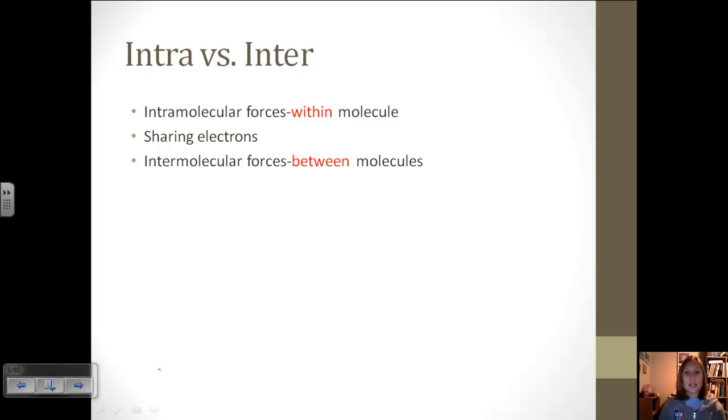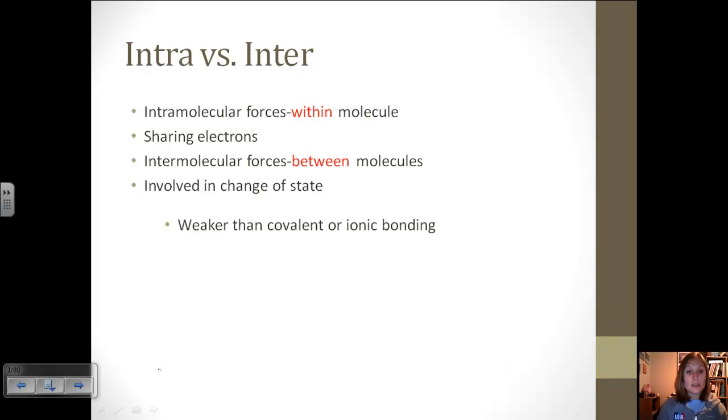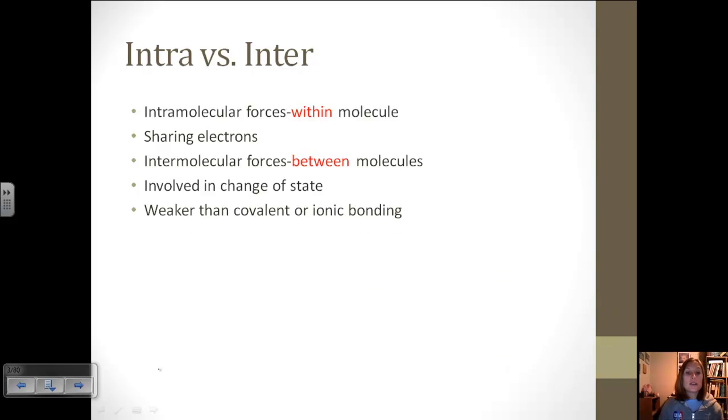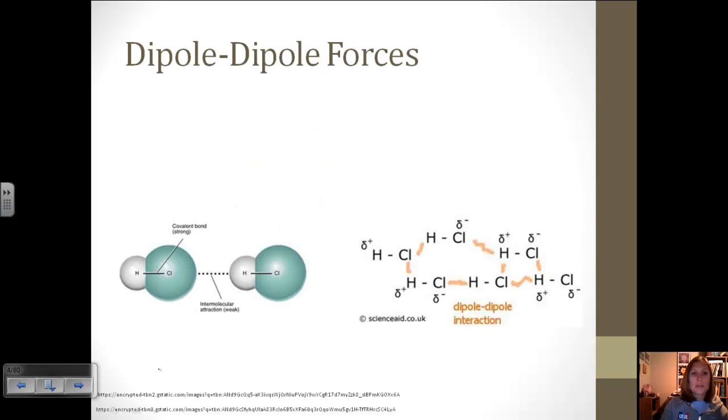This is between molecules. So if you think about one molecule of water, if we have a glass of water, it's a ton of molecules all bonded together. And so we're going to look at the forces between molecules. These are involved in change of state, okay, going from solid to liquid to gas. You have to break the bonds between those molecules. And these are weaker than either covalent or ionic bonding. So those are intramolecular forces.